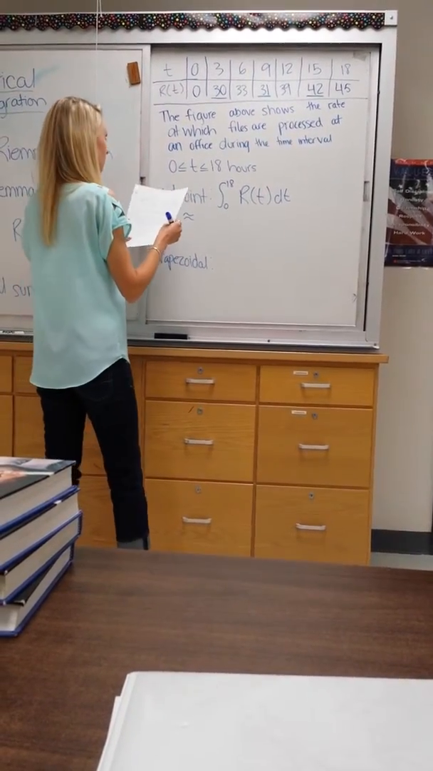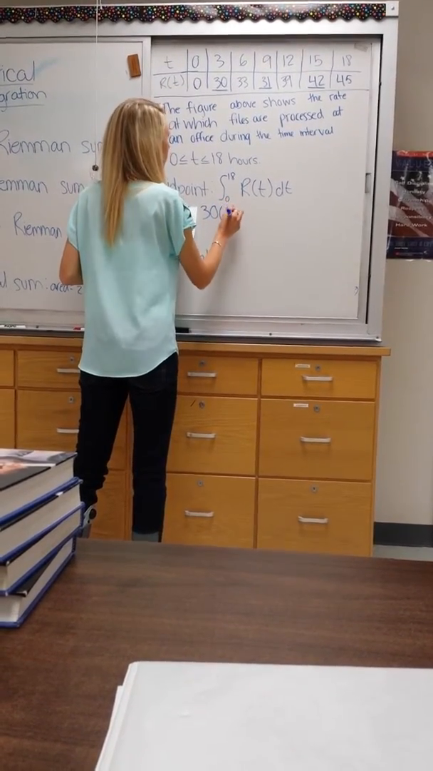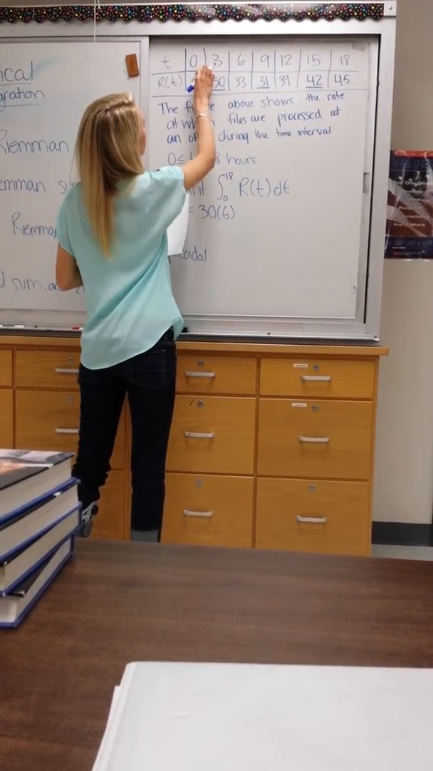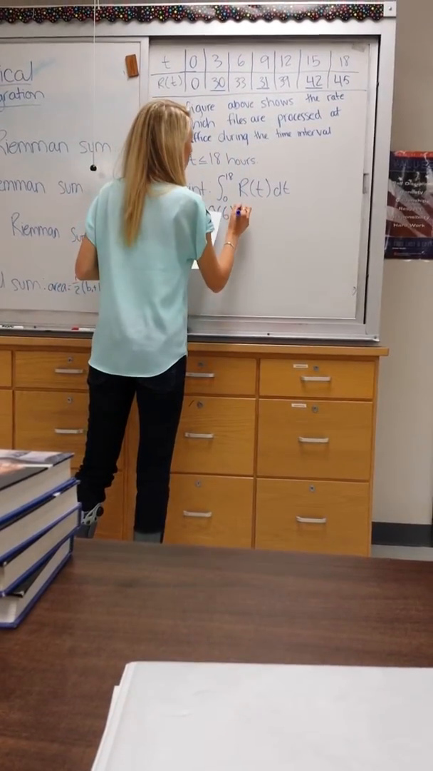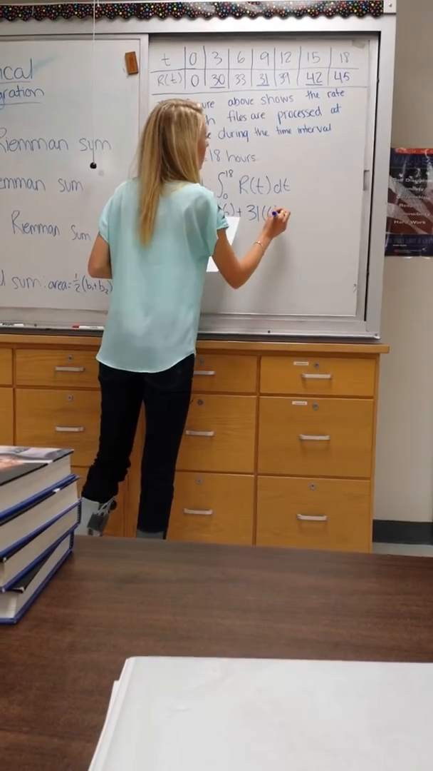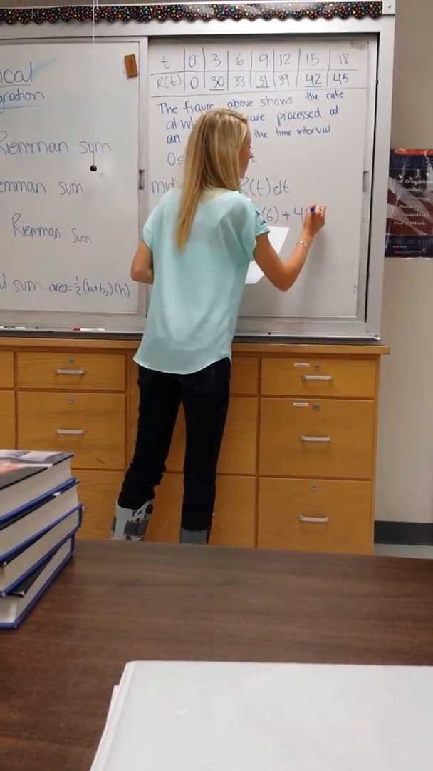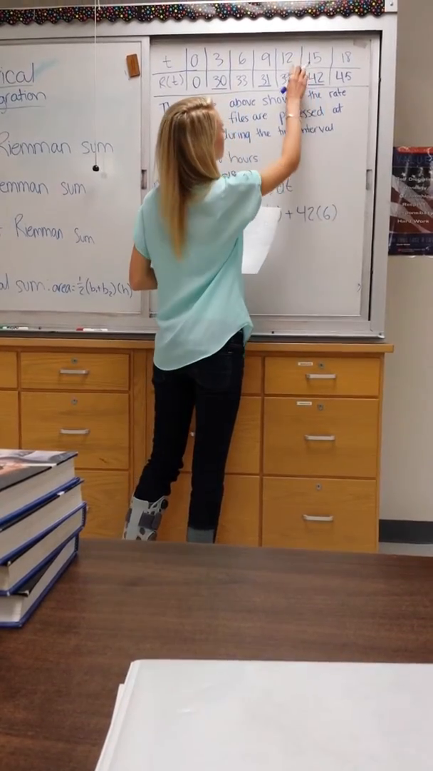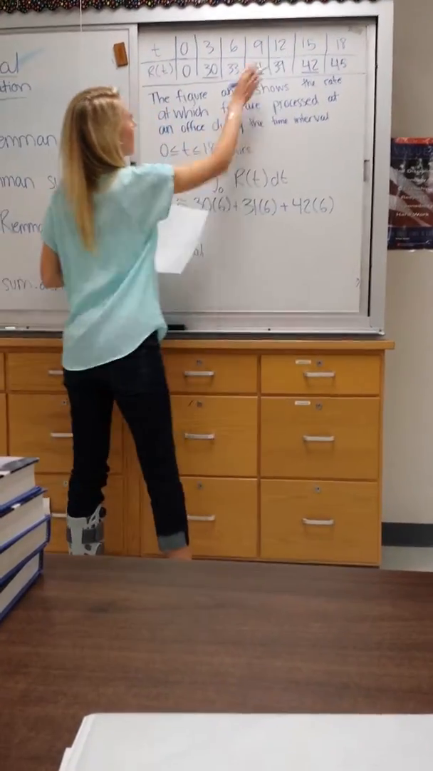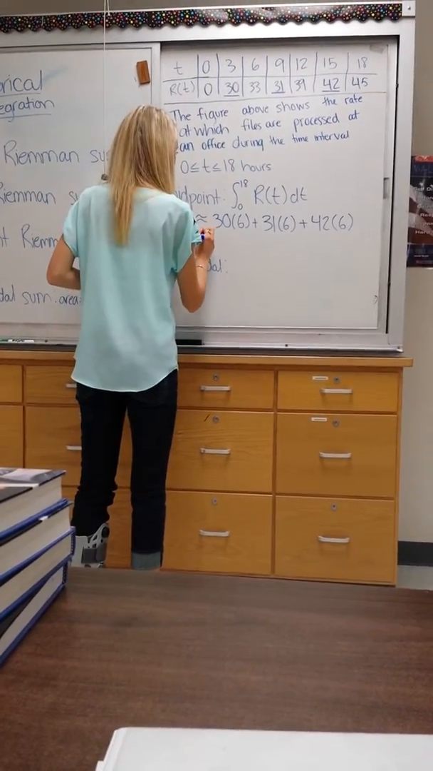and we're going to multiply the 30 times 6 because that is the change in time, and then we're going to add to that the 31 that we underlined times 6, and then the 42 times the 6 because each one has a change in 6 hours. And when we add those up, we get 618.